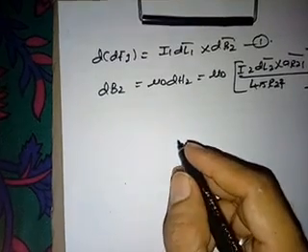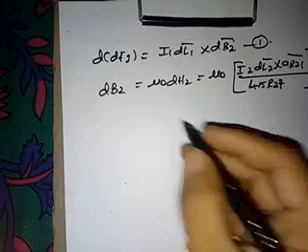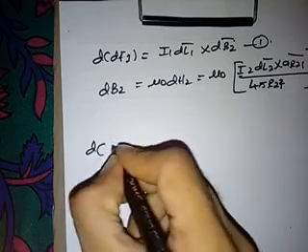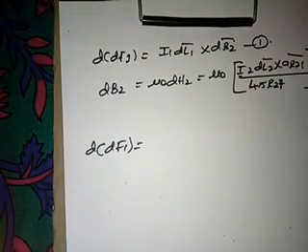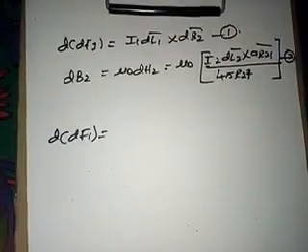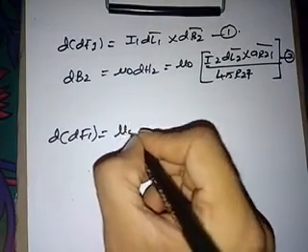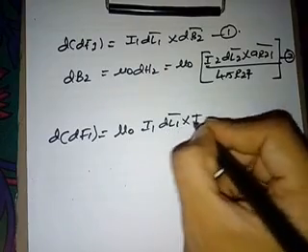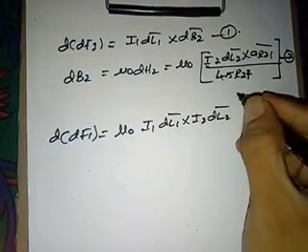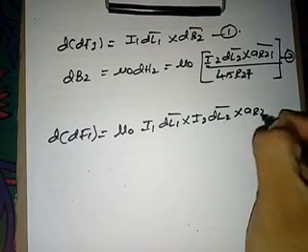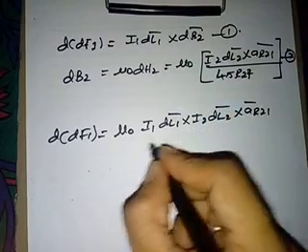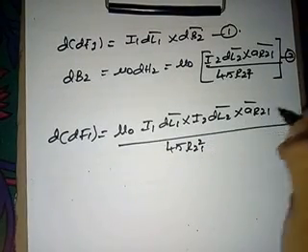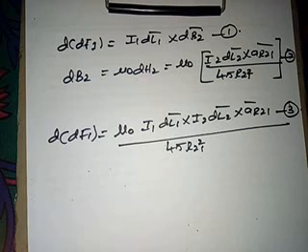Now substitute the value of dB2 bar in equation 1. So this dB2 bar equation is substituted in equation 1. Then we get d of dF1 is equal to, here mu naught is constant, take it outside, mu naught I1 dL1 bar cross I2 dL2 bar cross aR21 bar, divided by 4 pi R21 square. Take it as equation 3.